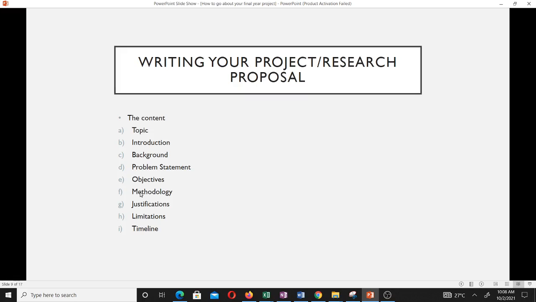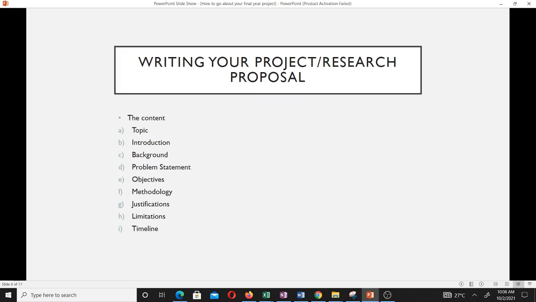Then your methodology. So you want to do this and that, but how are you going to do that? That's when the methodology comes in. So you outline the procedures and steps that you are going to use to achieve your objectives. Then justifications. For the method that you are going to use, justify why you want to use it.